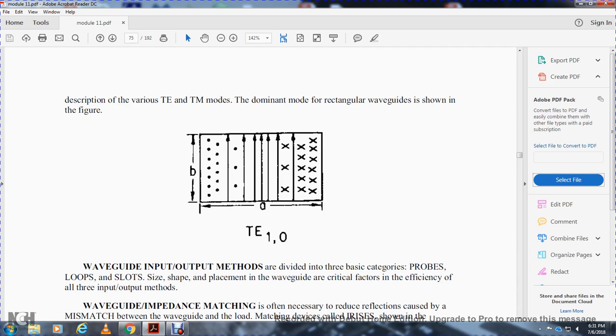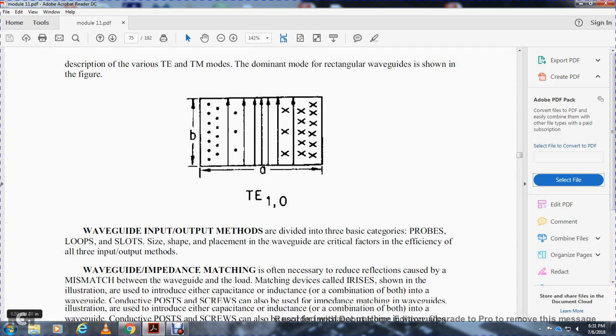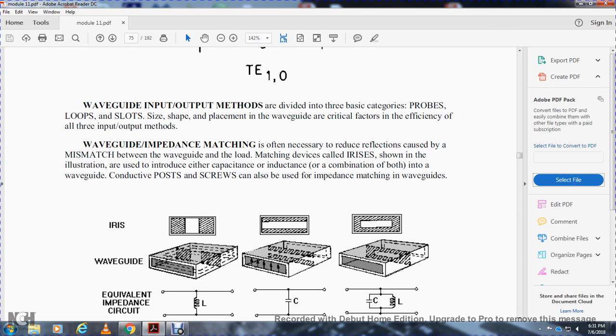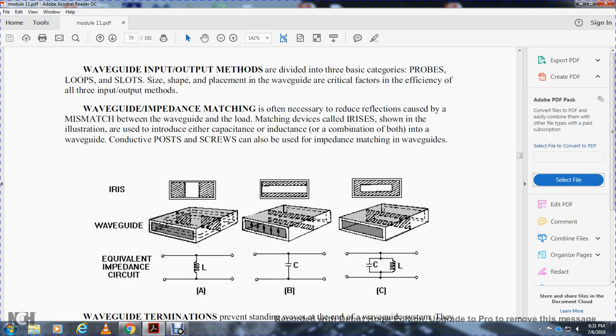Size, shape, and placement in the waveguide are critical factors in the efficiency of the three input methods. Impedance matching is often necessary to reduce reflections caused by a mismatch between the waveguide and the load. Matching devices called irises, shown in the illustration, introduce either capacitance, inductance, or a combination of both into the waveguide. Conductive posts and screws can also be used for impedance matching in waveguides. So you have your iris, which introduces inductance, capacitance, or both.